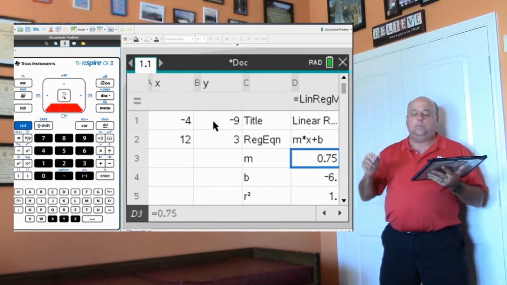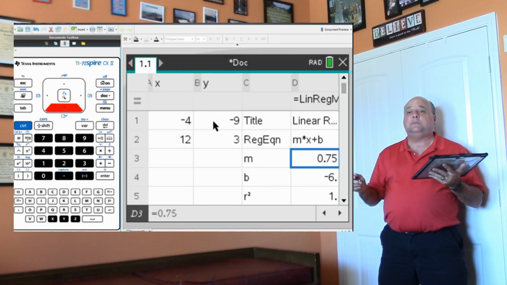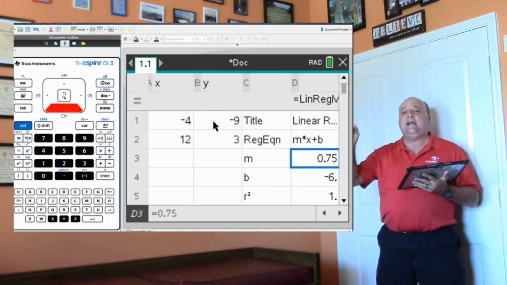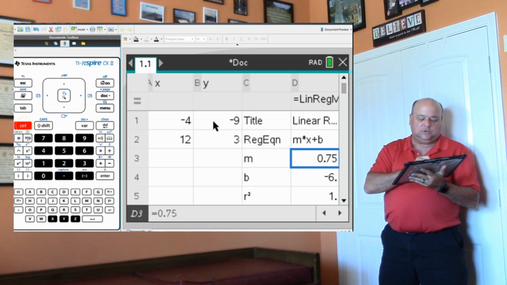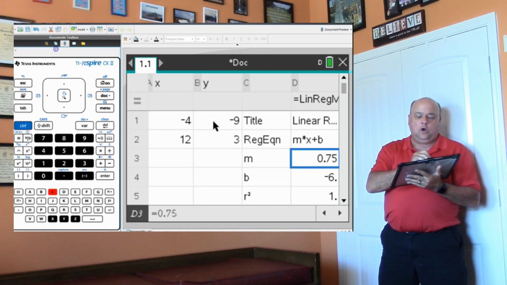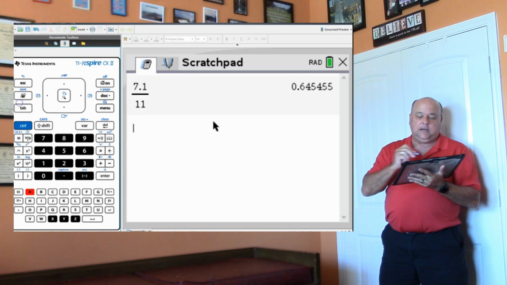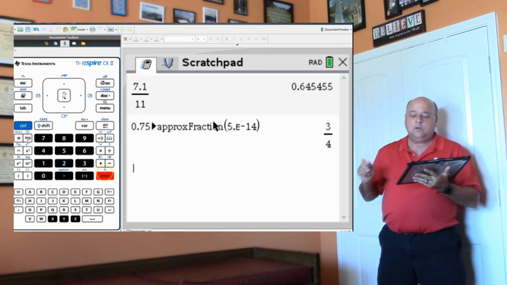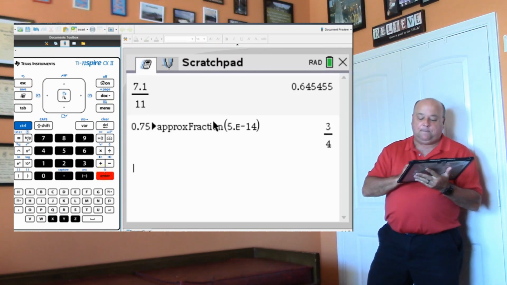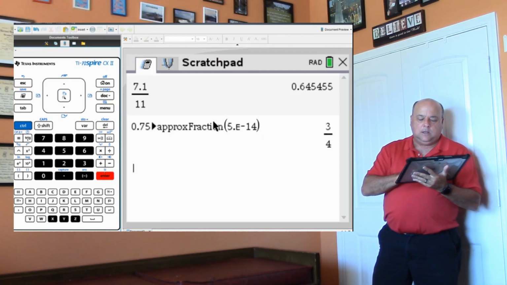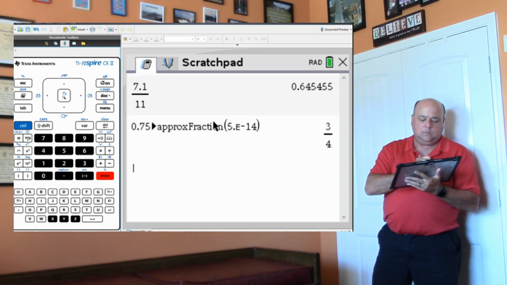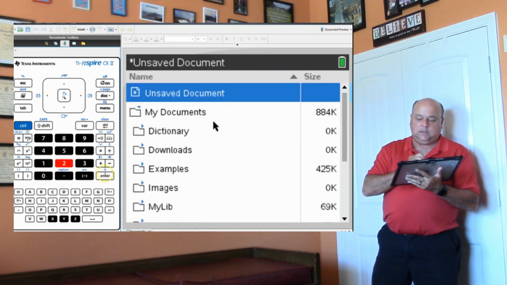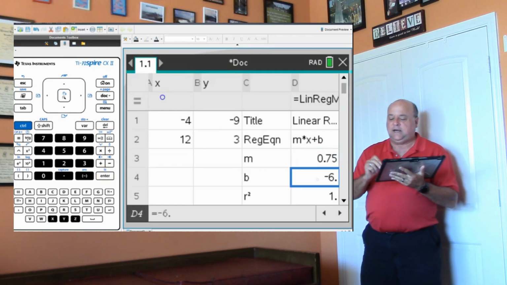So the slope is 0.75, the y-intercept's negative 6. Now then, I got to switch 0.75 to a fraction. So I'm going to copy it, Control-C, hit home, hit A to calculate, Control-V, and then menu 2 to enter. And my b was negative 6, agree? So my b was negative 6.